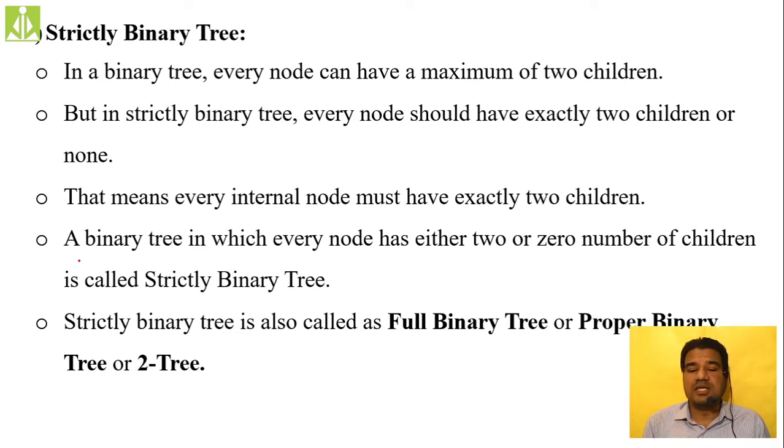Remember this: every internal node must have exactly 2 children, and if it is a leaf node, it has to have 0 children. A binary tree in which every node has either 2 or 0 children is called a strictly binary tree. Other names for it are full binary tree, proper binary tree, or two tree.